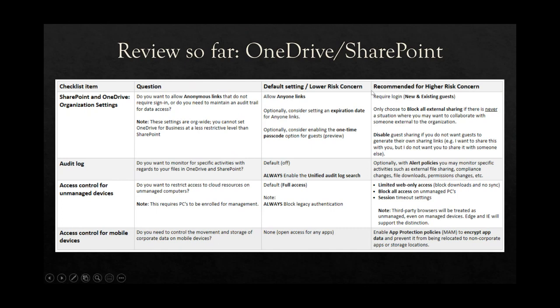Okay, we reviewed the SharePoint and OneDrive organizational settings, like the sharing settings and the one-time passcode and things like that. You can choose, if you have a lower risk concern, to allow anyone links. You can consider using an expiration date on anyone links to control that a little bit, maybe also enabling a one-time passcode option for guests. If you have a little bit of a higher risk concern, you're dealing with sensitive data on a global scale, you may choose to drop that down to new and existing guests. You may want to block all external sharing, but that's only if there's never a situation where you're going to collaborate with someone outside of your org.